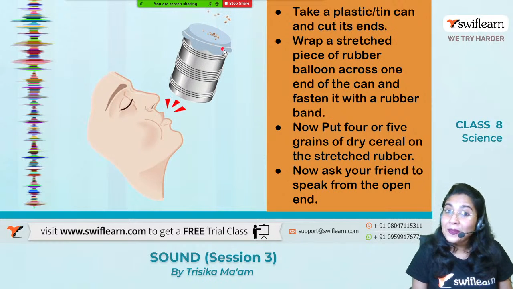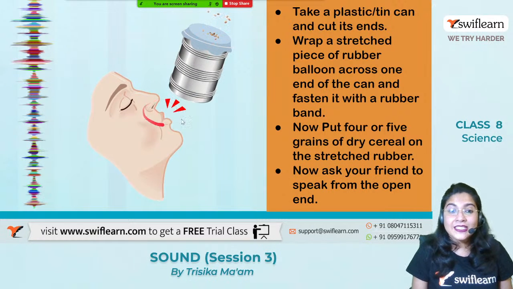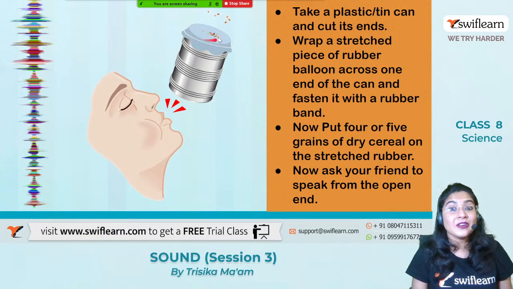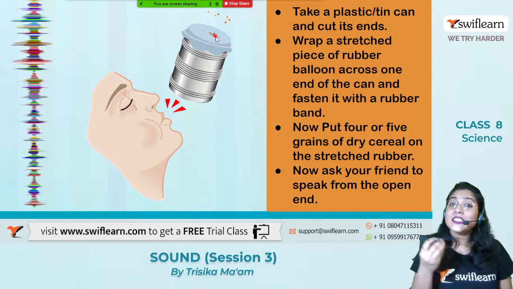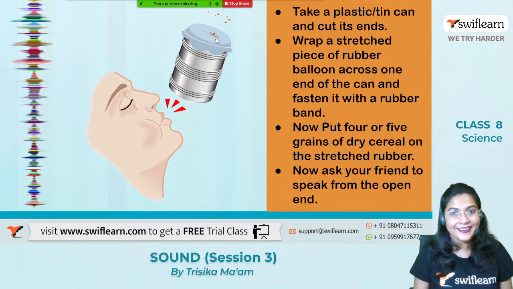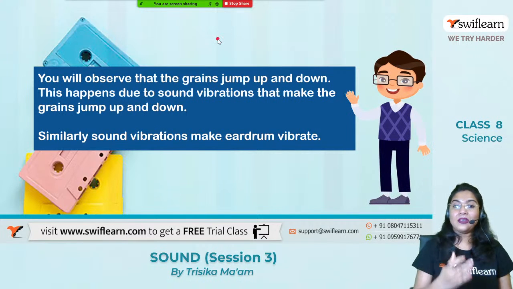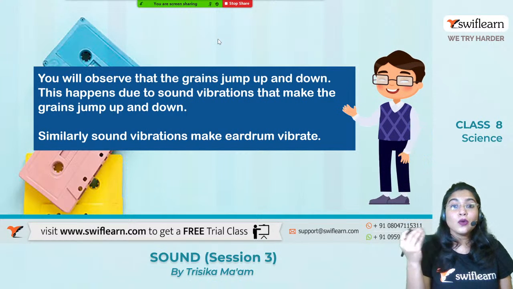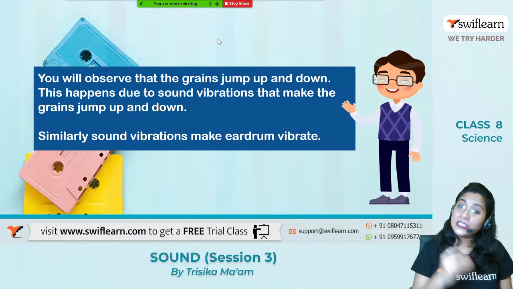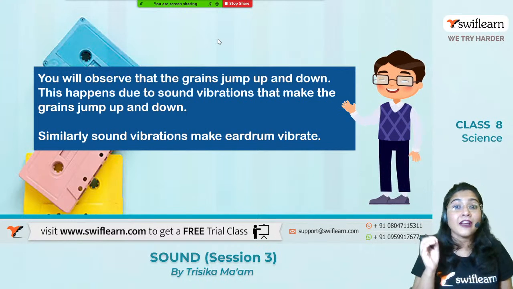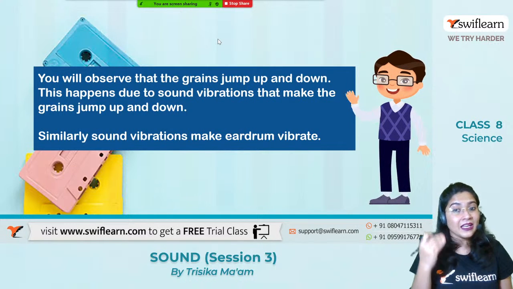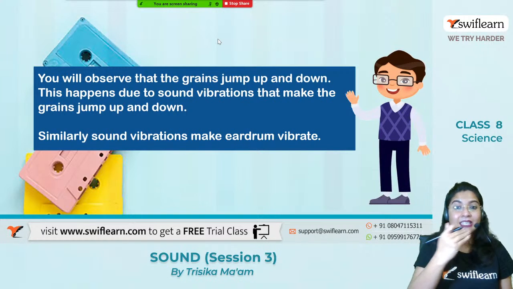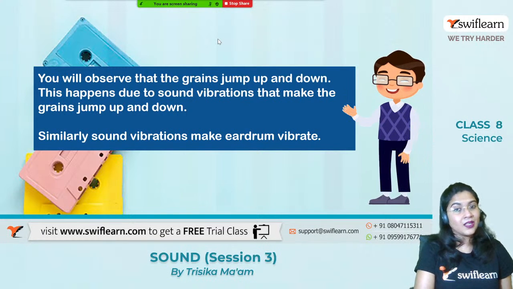So why is it jumping? Because when she is speaking something, the sound wave is going through the can and it is creating some vibration on the membrane, right? And due to the creation of this vibration, whatever grains are present on the membrane start jumping. The same thing happens in the case of our eardrum also. Whenever there is any sound around us, it enters through the pinna and goes to the eardrum, which is a stretched membrane, and the vibration is created over there, and accordingly it vibrates and sends the sound wave into the internal ear.